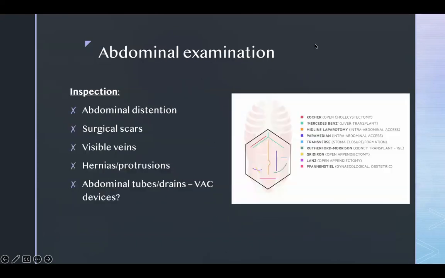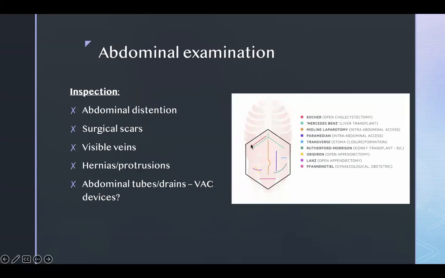Moving on to the abdominal examination, again the same exact sequence that you use: inspection, palpation, percussion, auscultation. For inspection, you would inspect for any distension, as we said, like in ascites. Inspect for surgical scars in the abdomen. There are so many scars you can look for. I attached this for your reference here.